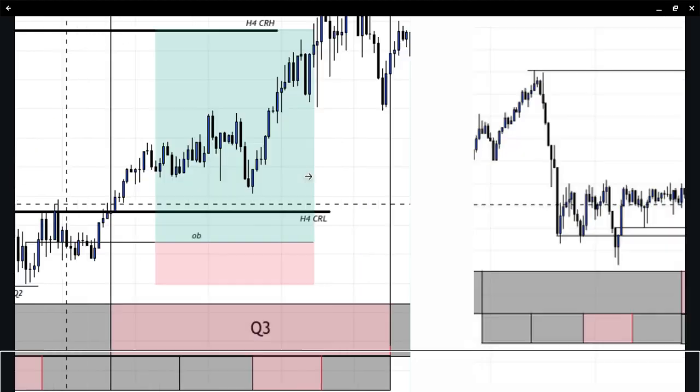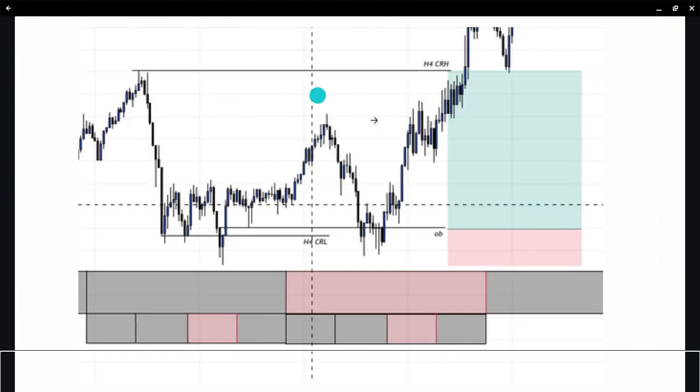Okay, another example. We have Q2, Q3. We have a range here. Range is purged right there. We have an order block right there, which was formed in the Q3 of Q2. Remember this, Q3 of Q2. Any particular third quarter of any quarter, fourth or first, anything, it's really important because the PD arrays which form in these quarters are really high probability.